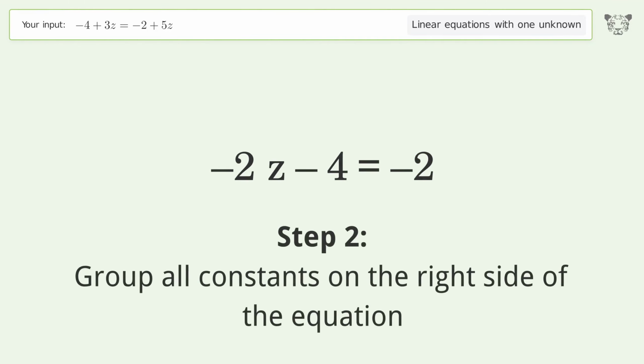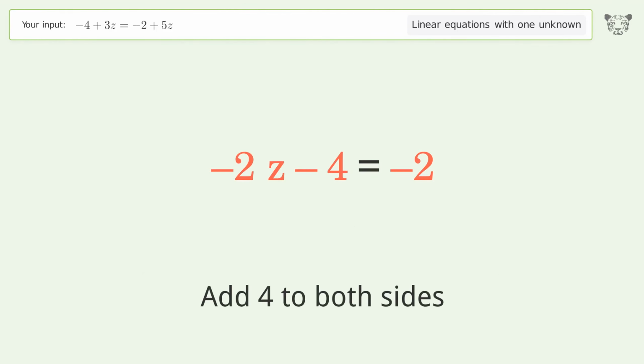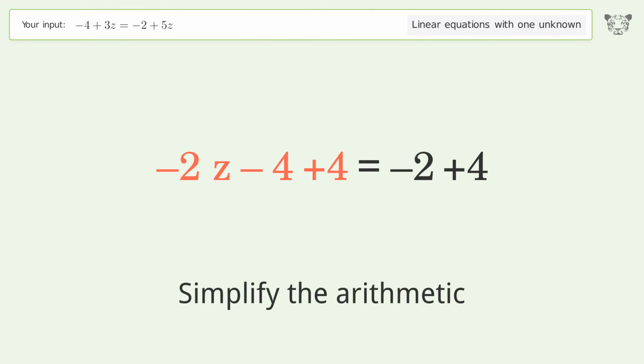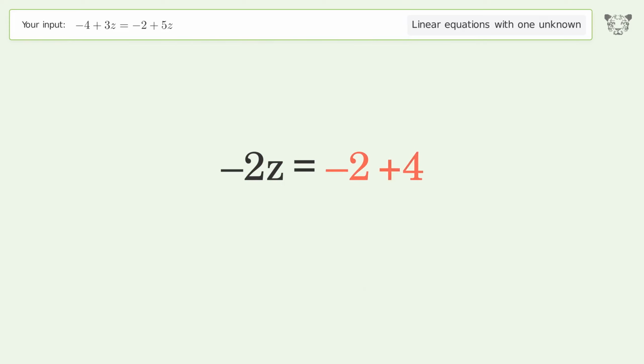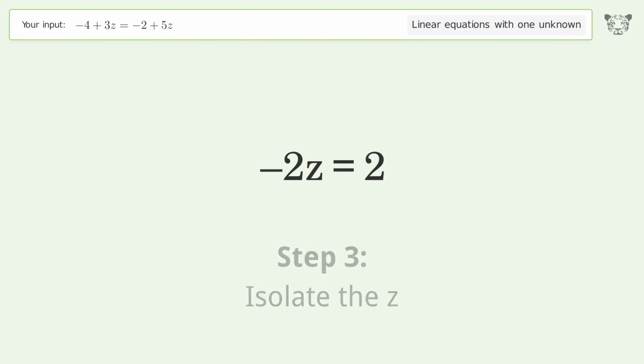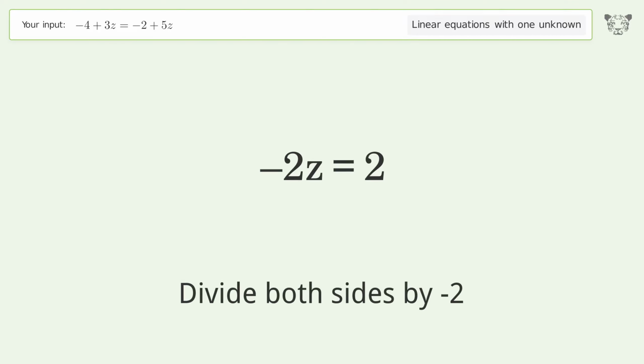Group all constants on the right side of the equation. Add 4 to both sides. Simplify the arithmetic. Isolate the z. Divide both sides by -2.